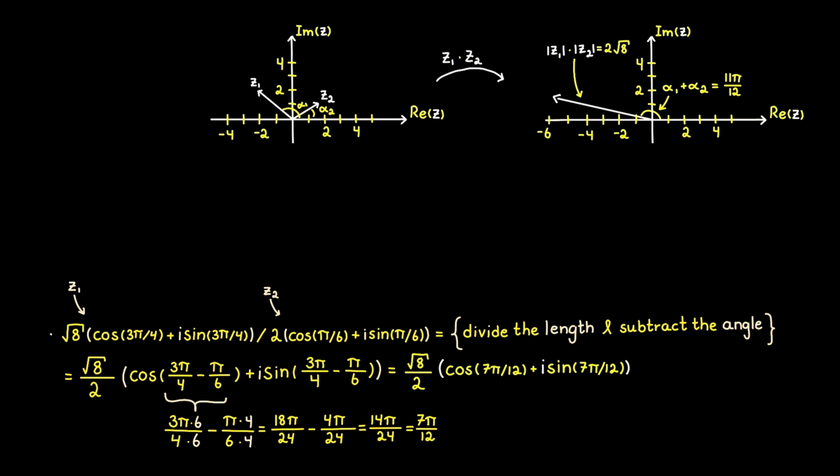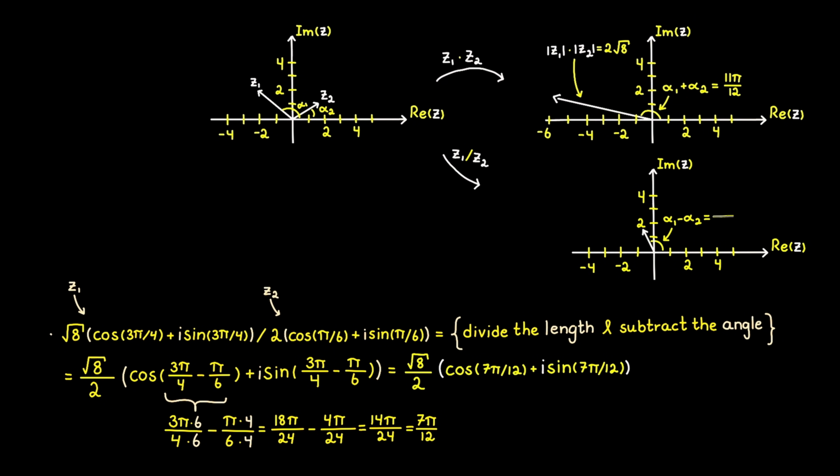And we can of course try to visualize this in the complex plane again. So if we have two complex numbers, C1 and C2, and want to do division, so C1 divided by C2, then the new complex number that we create by doing this operation will have that its angle is equal to alpha 1 minus alpha 2, and then the length of this new complex number is going to be equal to the length of C1 divided by the length of C2.